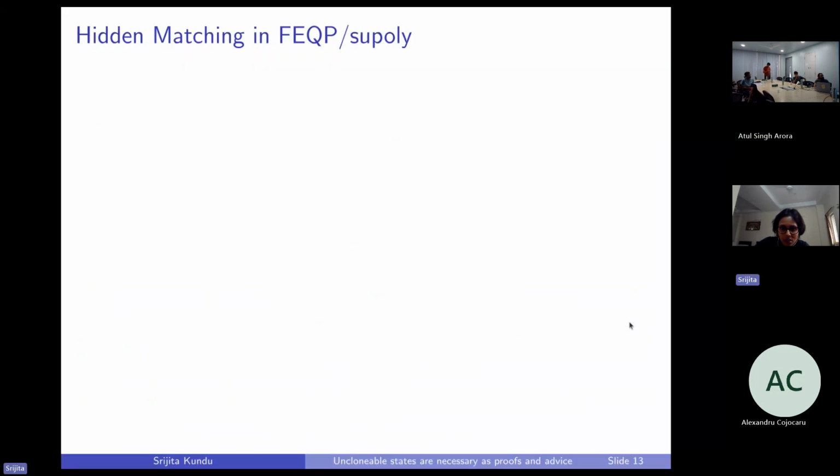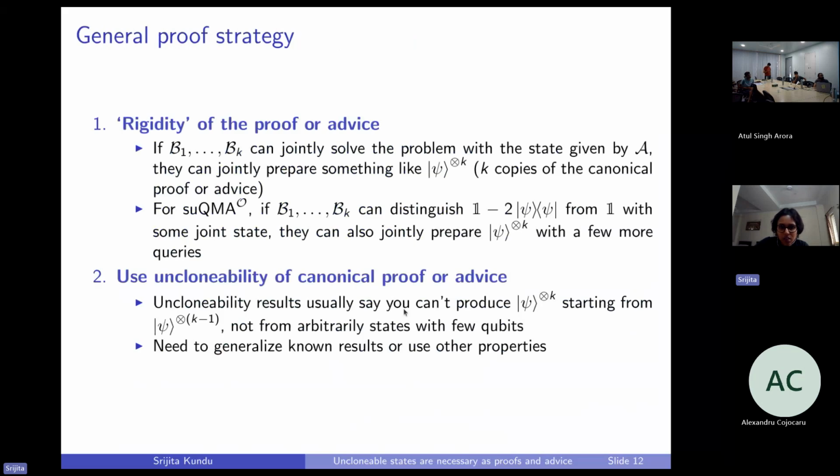No, I didn't say it. So our rigidity result here is this, the thing I wrote here. If you have k verifiers that can distinguish between the two oracles, they can also jointly prepare k copies of the state.